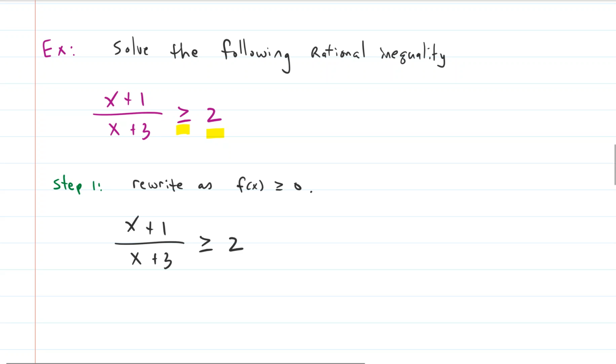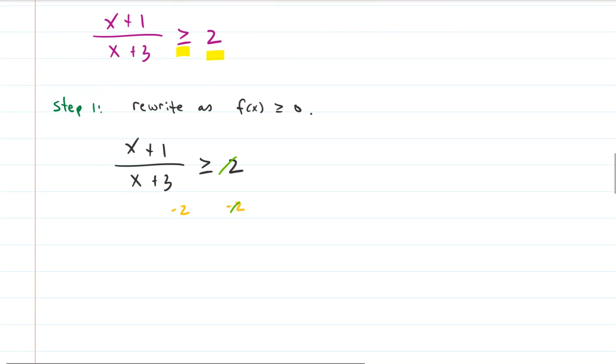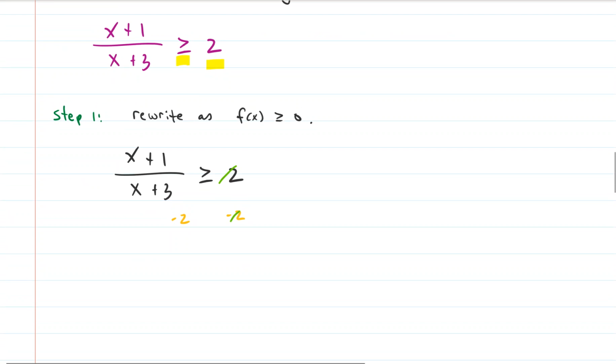Well, the first step is to write everything on the left and keep 0 on the right. So that's what we're going to do. We will start by subtracting 2 on both sides. That cancels the 2 on the right. And now we have, let's see, I'm going to start writing a little bit smaller here.